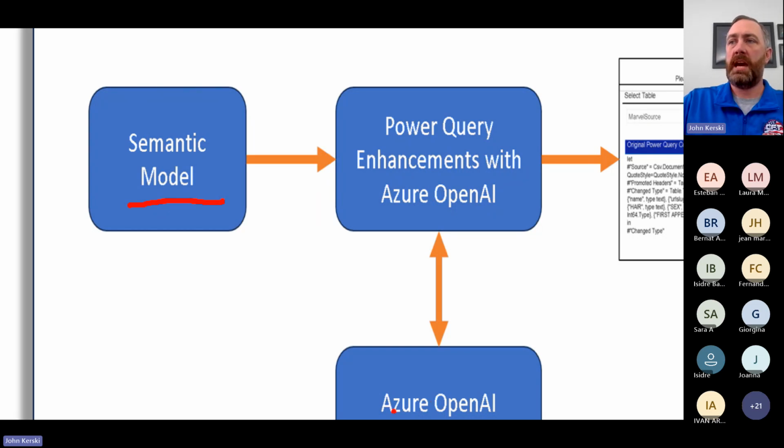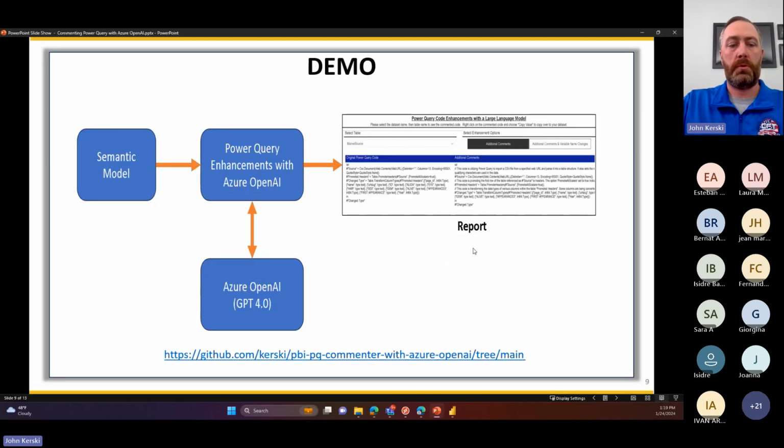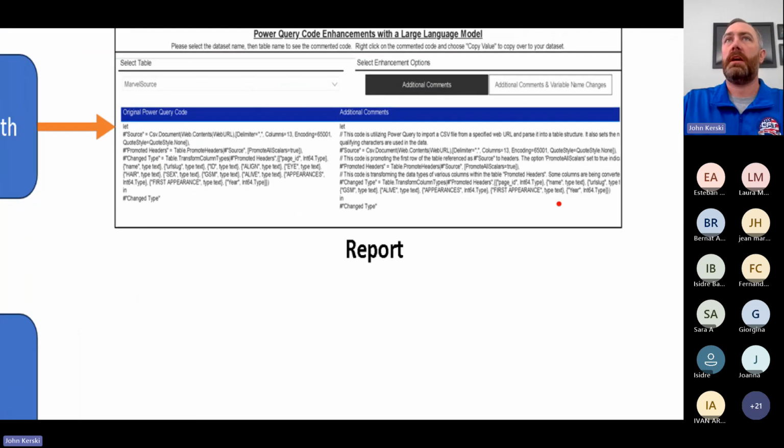And it's going to use Azure OpenAI to get suggestions on what comments should be added to the PowerQuery code, as well as suggestions on what should be the name changes for the applied steps. And that's going to result in a report that I have here. And we'll do a more in-depth, maybe a more high-resolution demo here in a second.